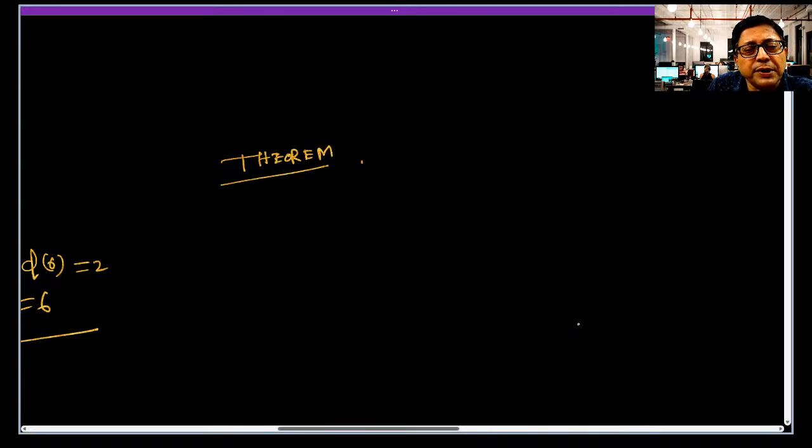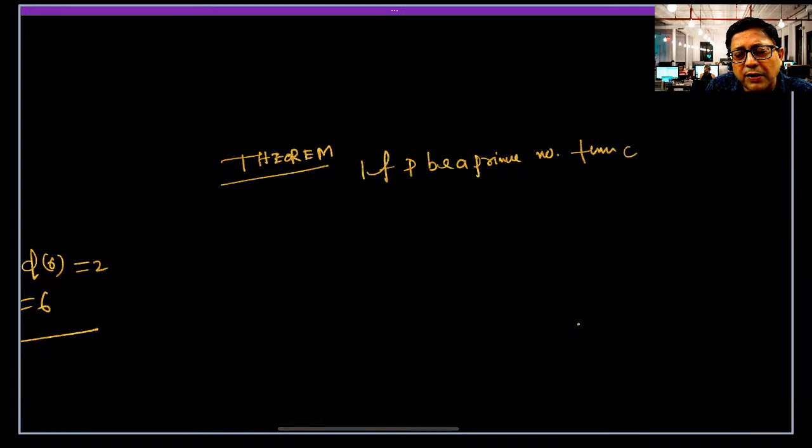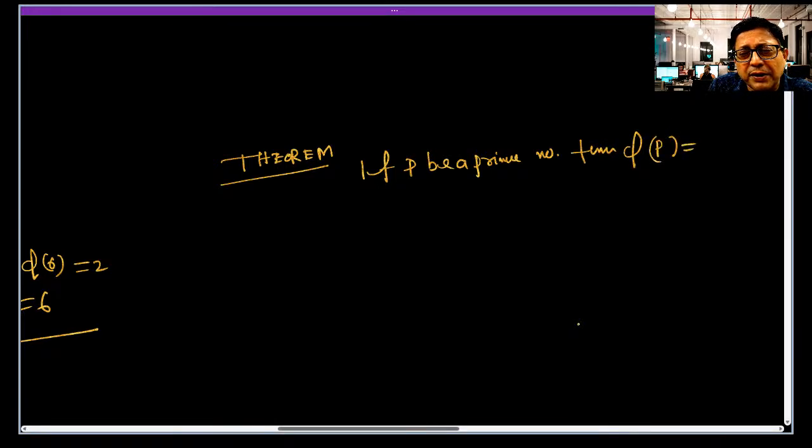What is the theorem? If p is a prime number, then phi(p) will be equal to p minus 1.